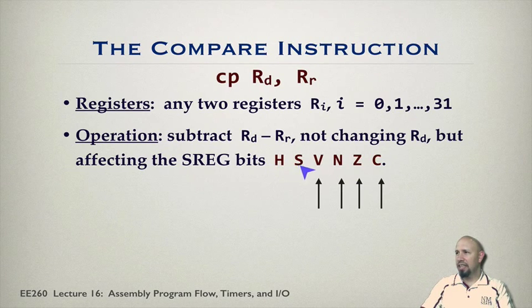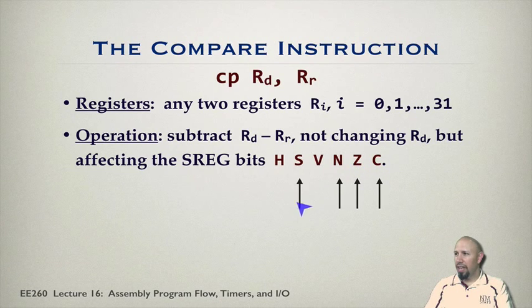What it does do is affect some of the status register bits. It affects H, S, V, N, Z, and C. Actually the S bit is more important than the V bit. The V bit is called the overflow bit, but really the important thing is the S bit. That's the sign bit. That's what the sign should have been. The V bit is not nearly as important, although it is useful at times. So that's the compare instruction.